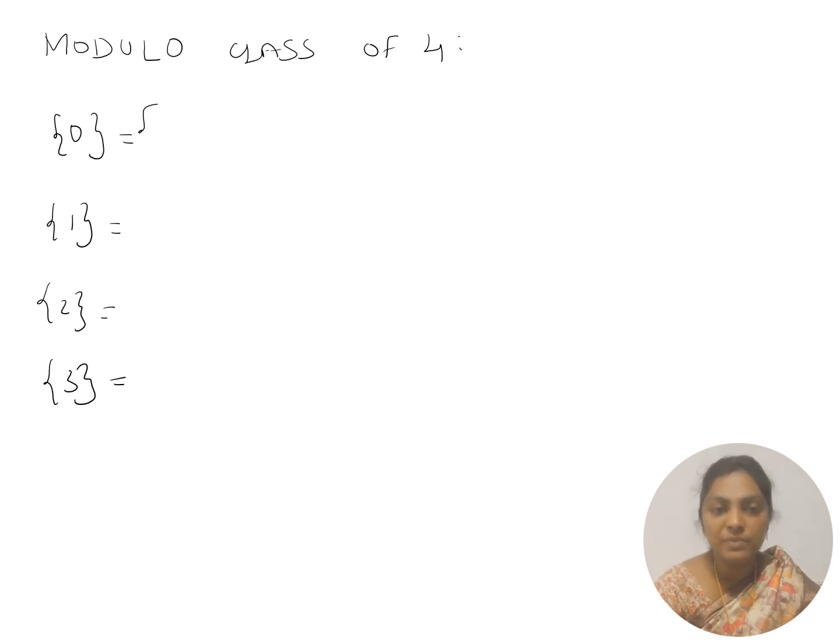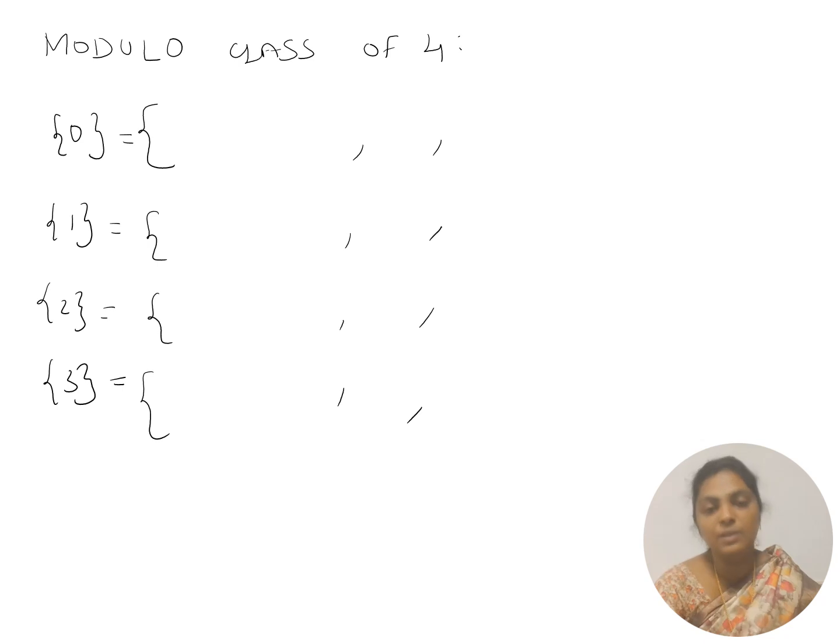Now how do we find the set of elements of these classes? It's very simple. When any element is taken mod 4, whatever remainder it gives, accordingly we take the value. For example, let us start with 0. 0 mod 4 is 0, and then comes 4 mod 4, which is also 0.